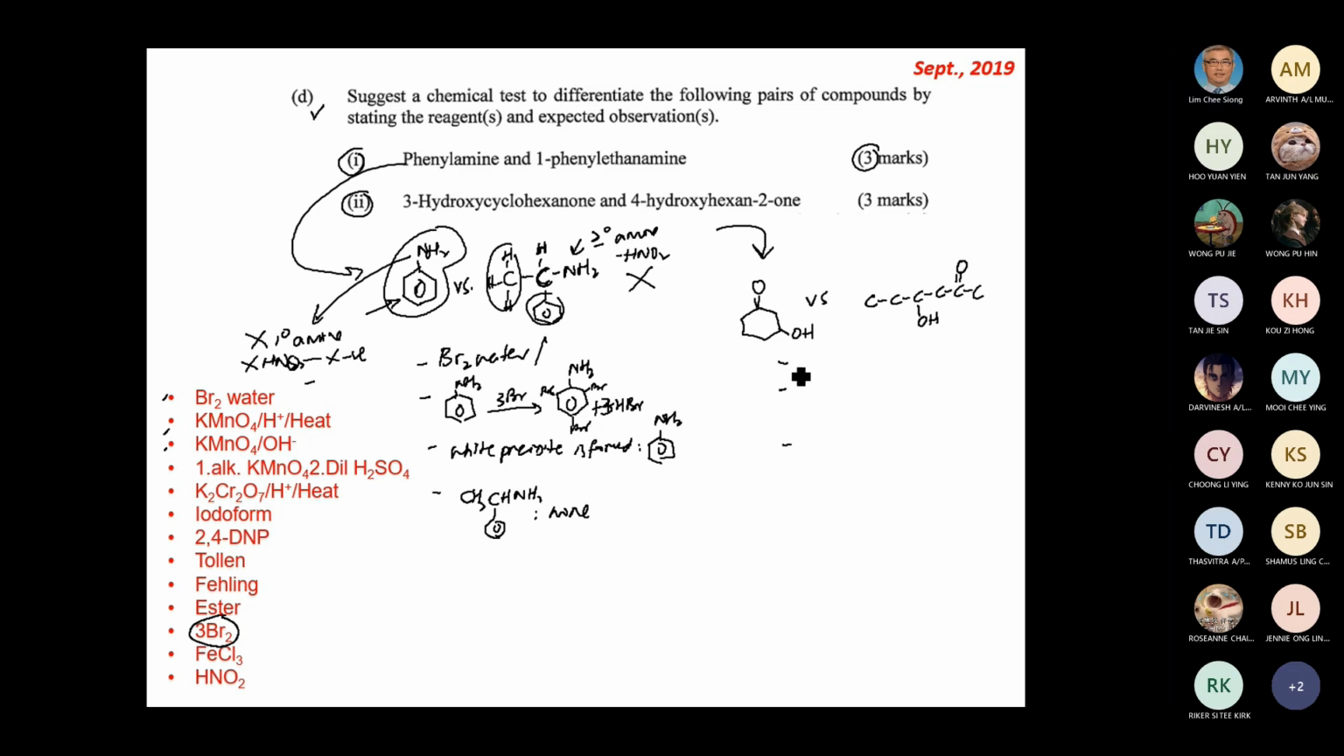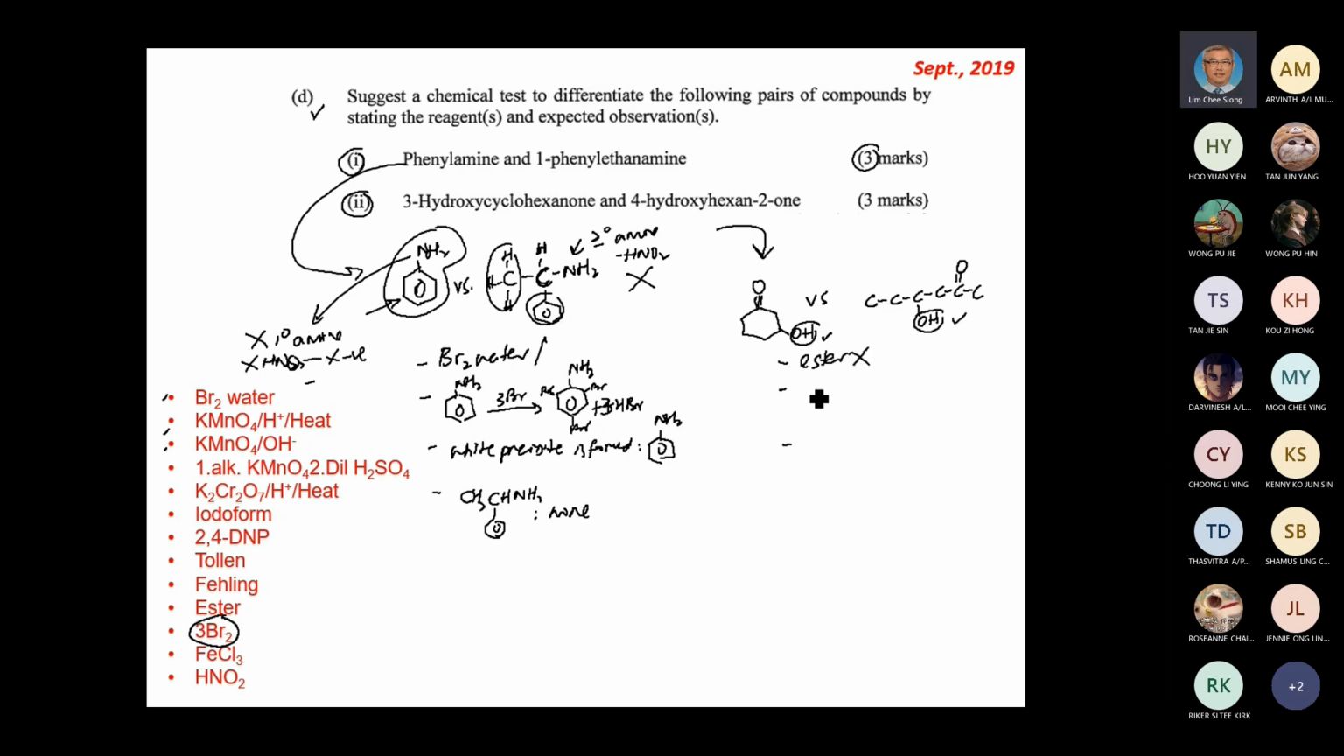Another one. Students say, Mr. Lim, this is a ketone and this is an OH group. Can I use ester to form it? Esterification, you come up with a sweety smell. Cannot. I say this OH can, but how about the OH here? You give a positive result also. So ester, cannot be.